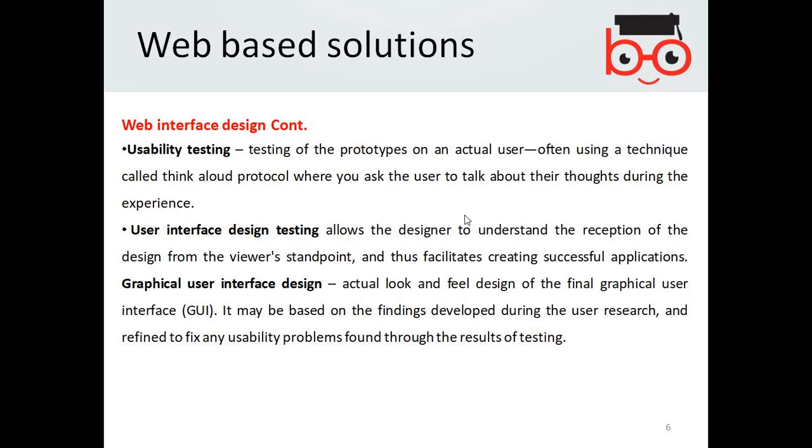Then graphical user interface design is the actual look and feel design of the final graphical user interface. It may be based on the findings developed during the user research and refined to fix any usability problems found through the results of testing. So finally, you get a graphical user interface design. How do you get it? You pass through usability testing, user interface design testing, and then finally you get the graphical user interface of your website.